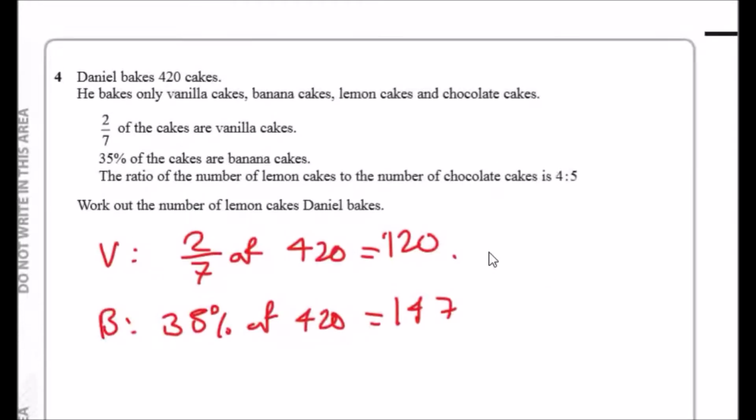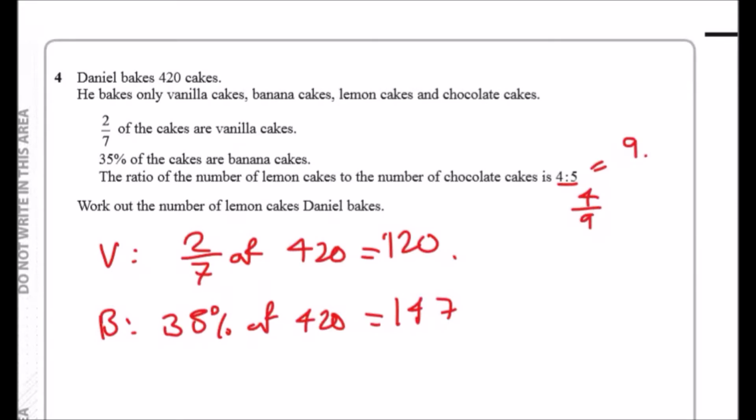And the last one, the ratio of the number of lemon cakes to the number of chocolate cakes is 4 to 5. So think of it like this. We have a total number of parts of 9. So this means 4 parts out of 9. So 4/9 are lemon and 5/9 are chocolate. And these add up to make 9 parts.